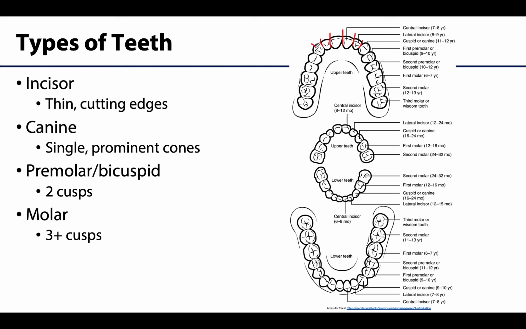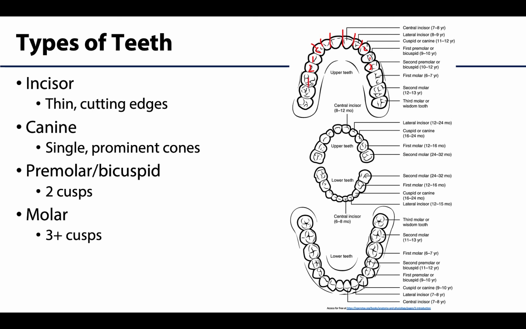You will have a canine, so one of each. You will have 2 premolars or bicuspids. All right, so 1, 2. And then you will have up to 3 molars in an adult dentition.